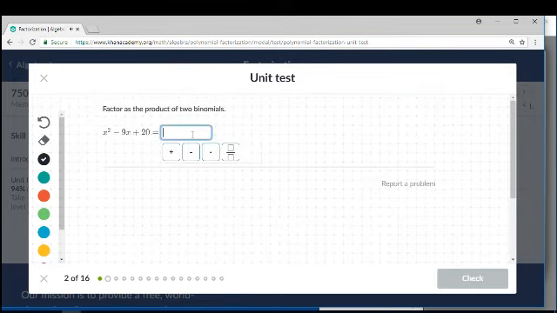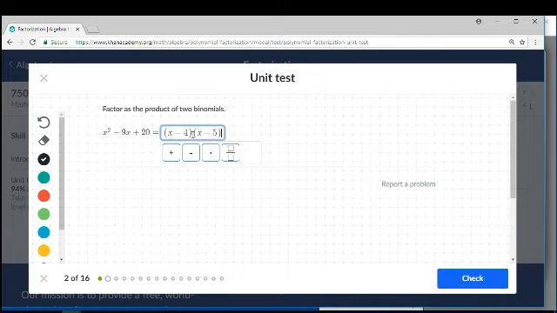x squared plus 9x minus 20. I believe I already did this one in the last one, so that'll just be x minus 4, x minus 5.